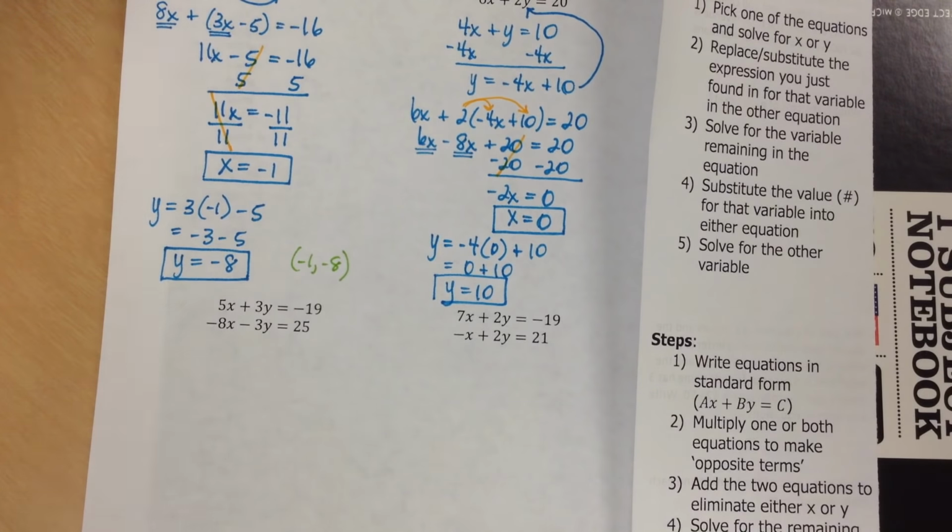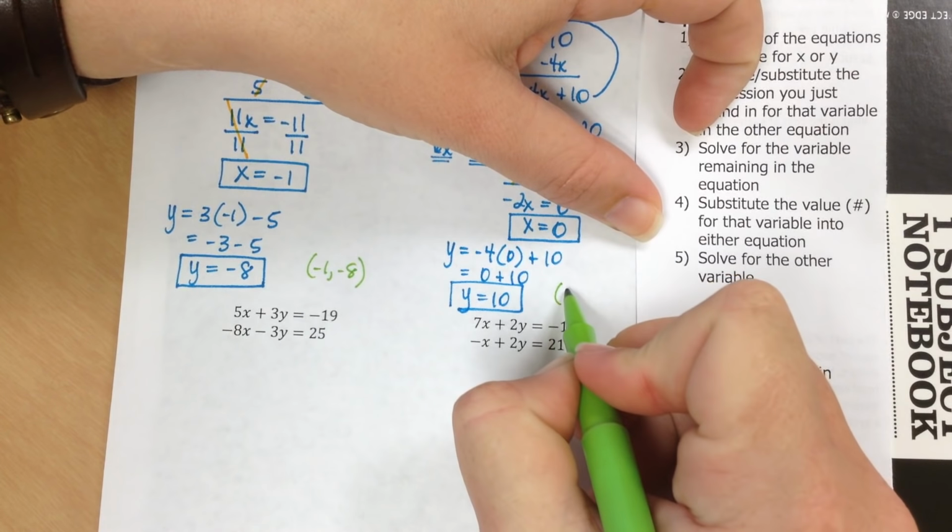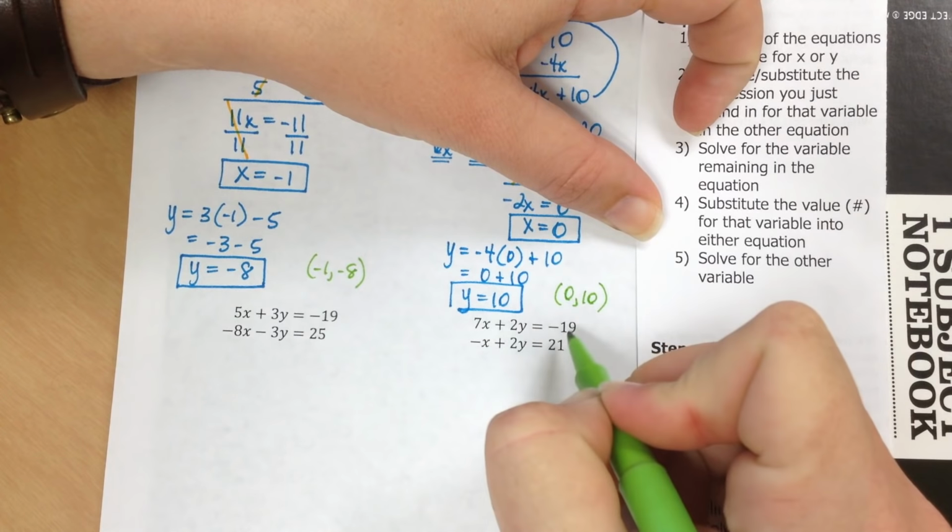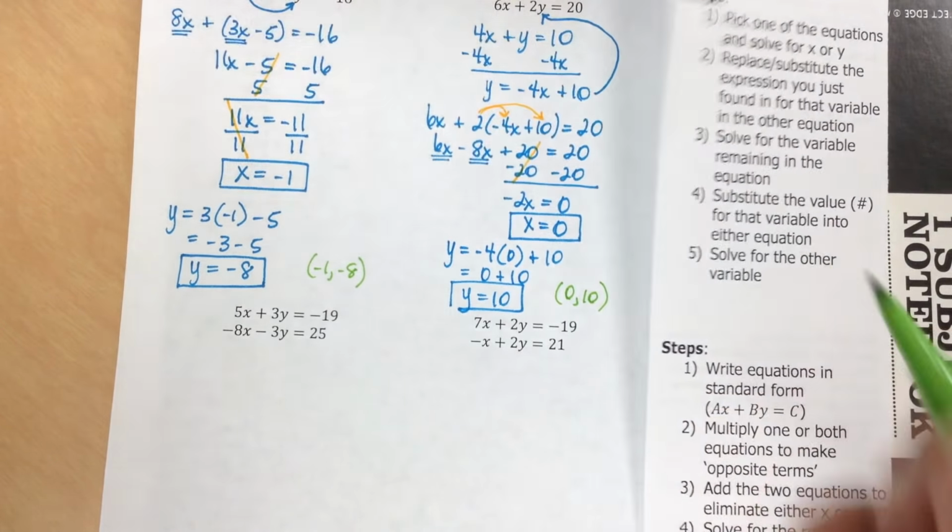Again, answers are written in point form, always x, then y. That's your final solution, the point (0, 10).